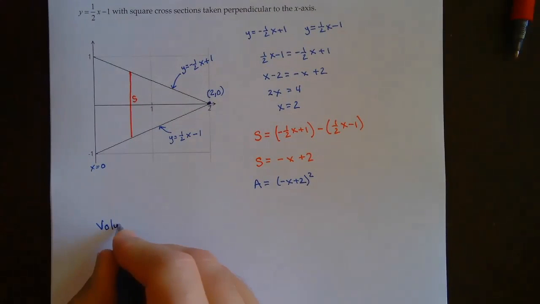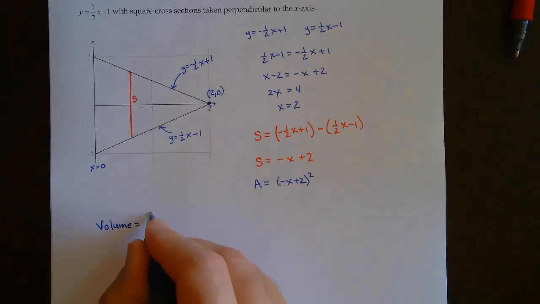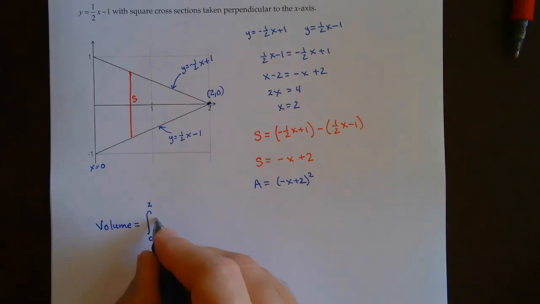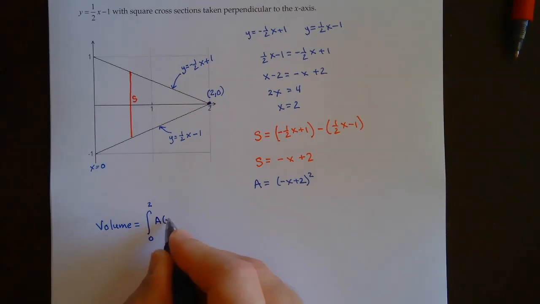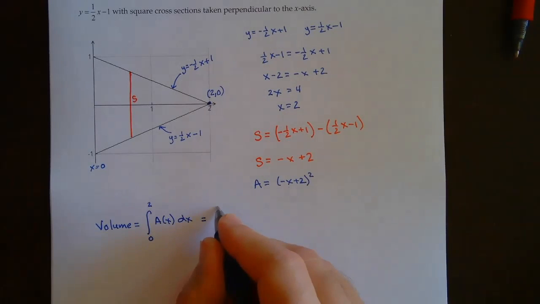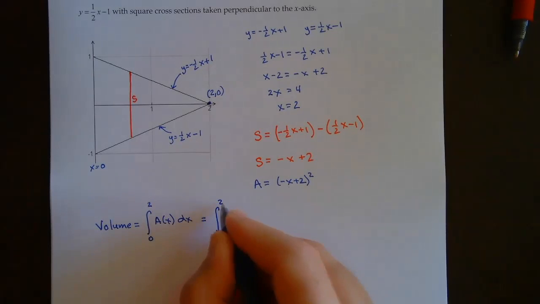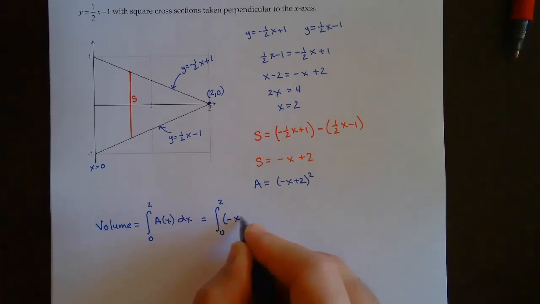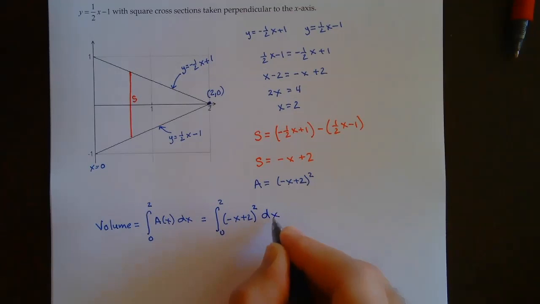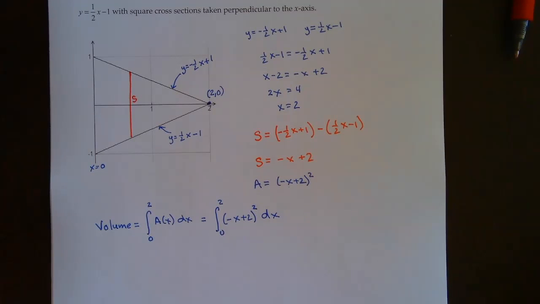So the volume of this, let me slide it up a little bit. The volume will equal the integral from 0 to 2 of our area function, our A of x function, times dx. Well, this area of x function is this right here, right? So this would just simply be the integral from 0 to 2 of negative x plus 2 quantity squared dx. And if we find that integral, we found the volume of this solid.